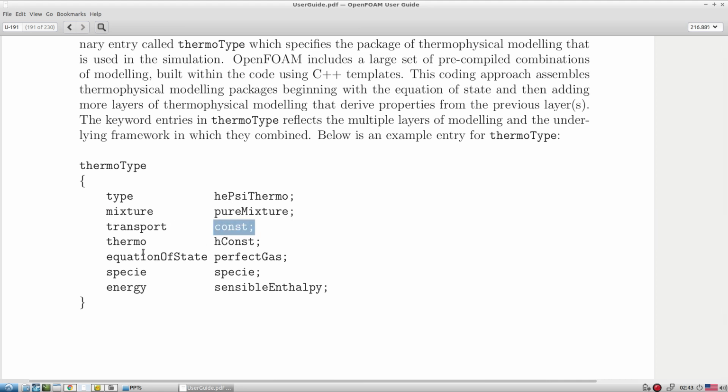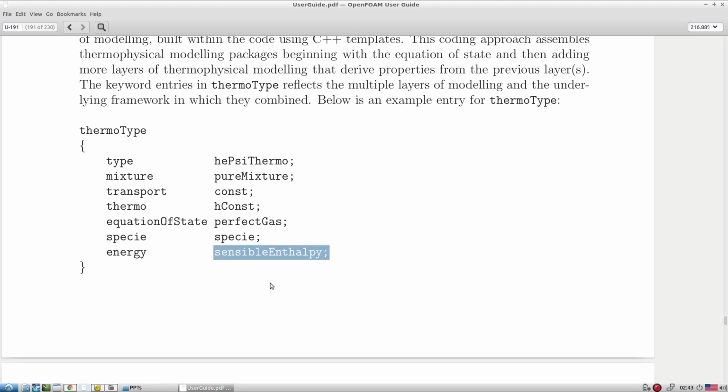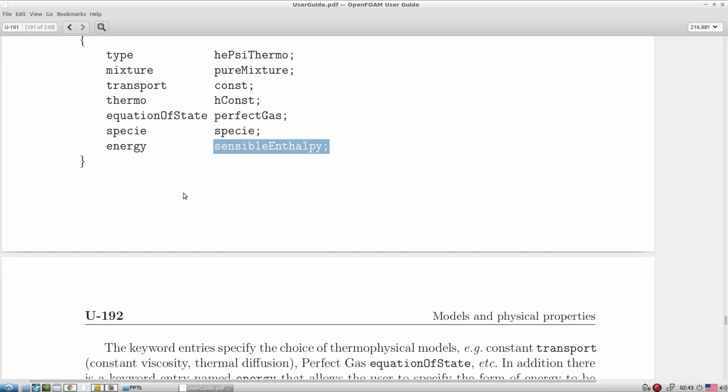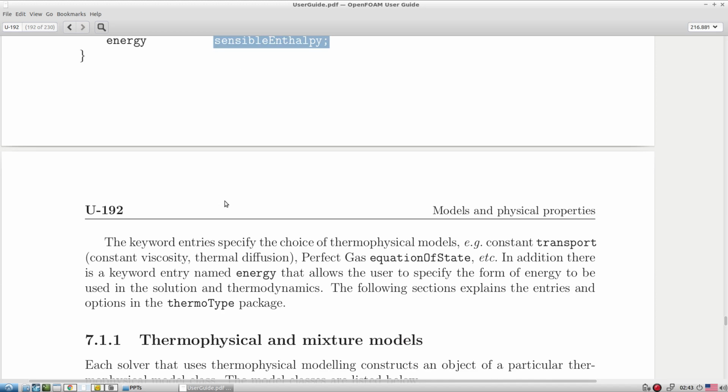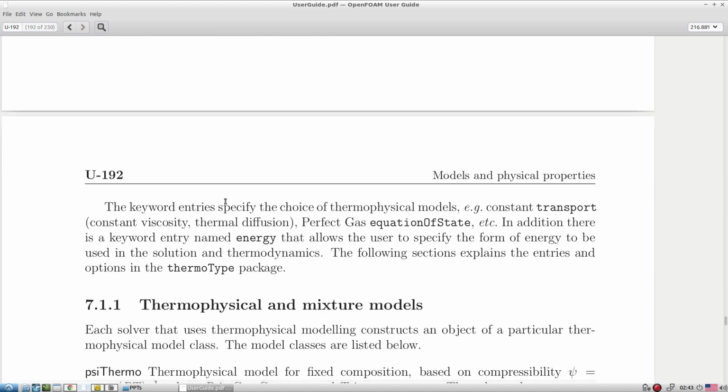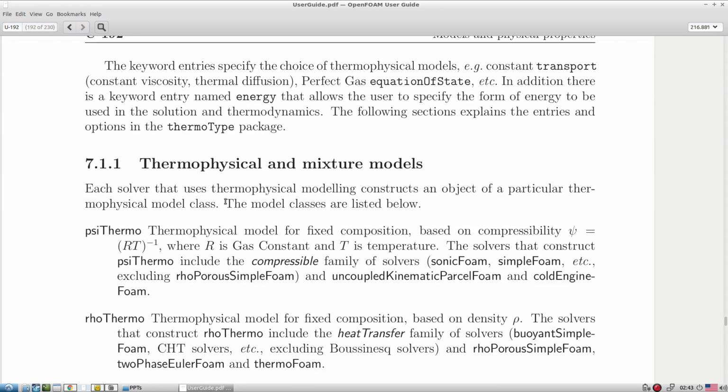Transport, a couple of options available. Thermo, H constant. Equation of state, you have perfect gas. Species, then sensible energy base, sensible enthalpy base or internal energy base. Energy equation you want to solve. So depending on that, you have different choices available. So let's explore this.